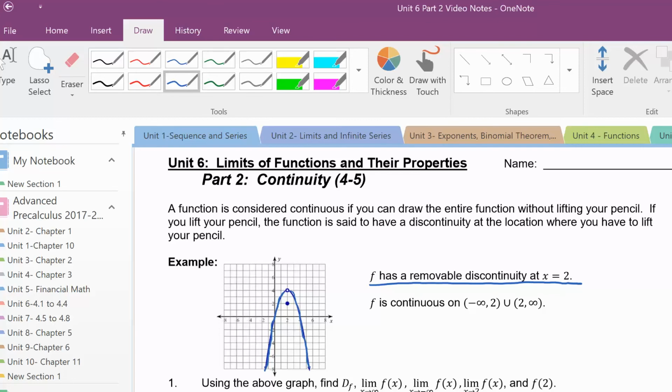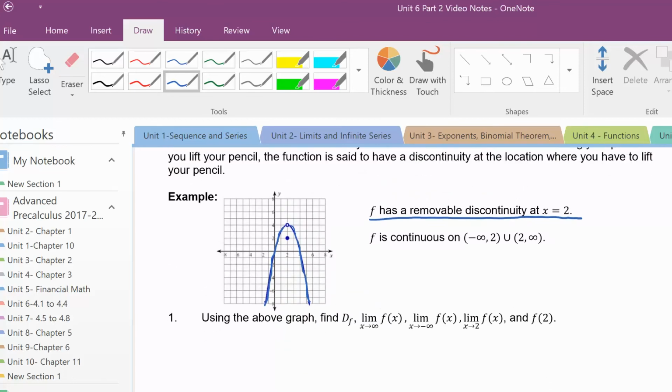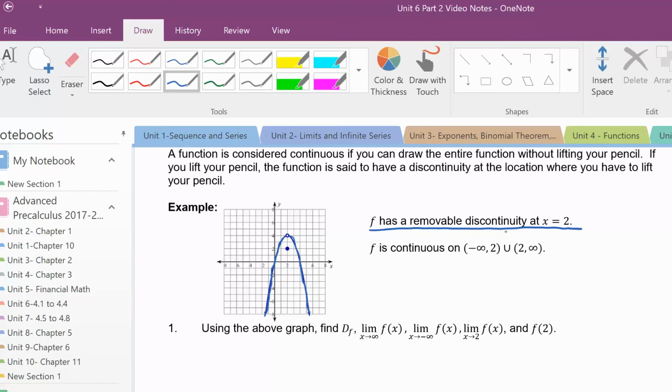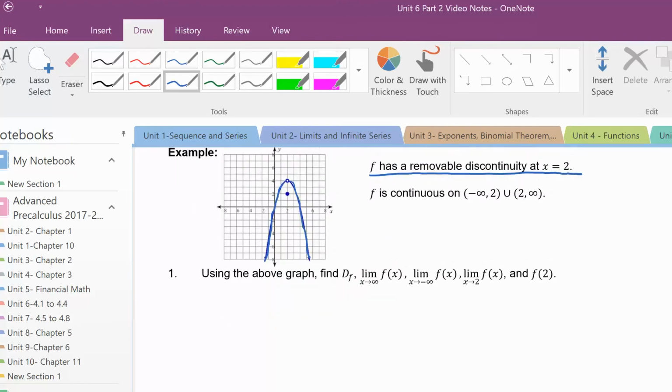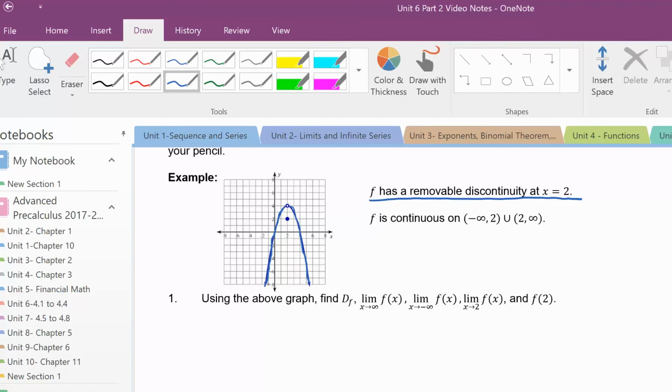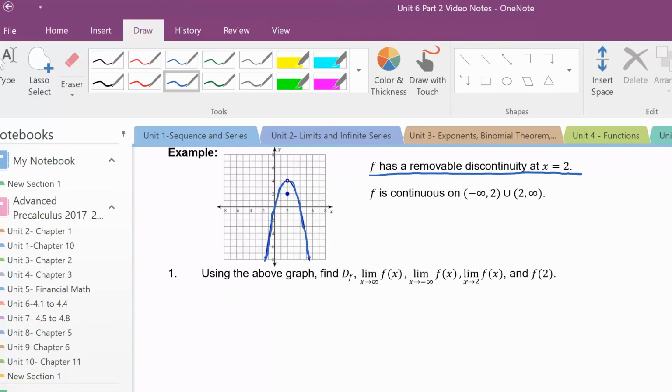All right, so we say it's discontinuous, and what type of discontinuity it is we'll talk about later, but this is a removable, and I'll talk about how you tell the difference. So it's continuous on the interval from -infinity to 2, from 2 to infinity. So if we talk about the domain of the function, it is all real numbers, because this dot here fills in the open circle.